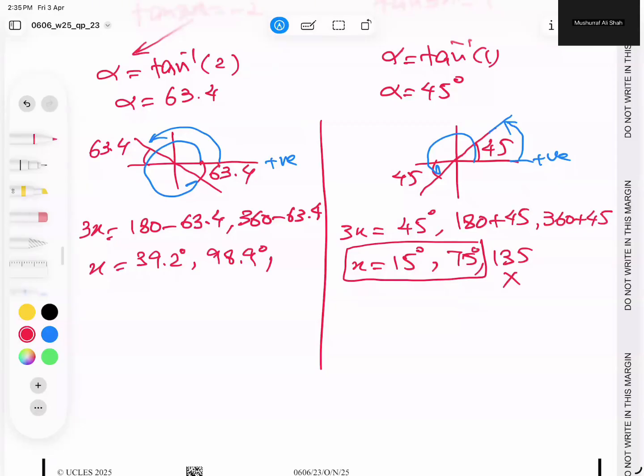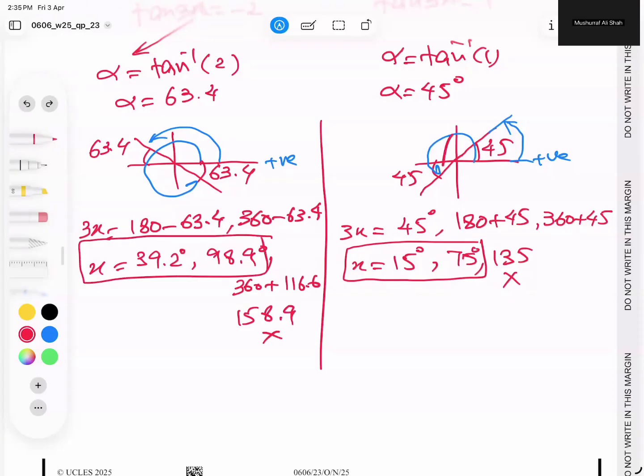Let's take a chance here. 360 plus this. Sorry, let me check. 180 minus 63.4 is 116.6, so this is 360 plus 116.6 before dividing by 3. Now if I divide by 3, what answer do I get? Hold on. This answer is 158.9, which is also crossing the boundary. So we got again two answers. So 2 plus 2, 4 answers we got from here.